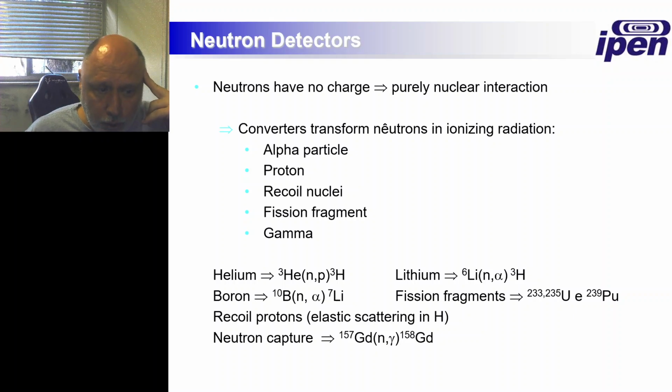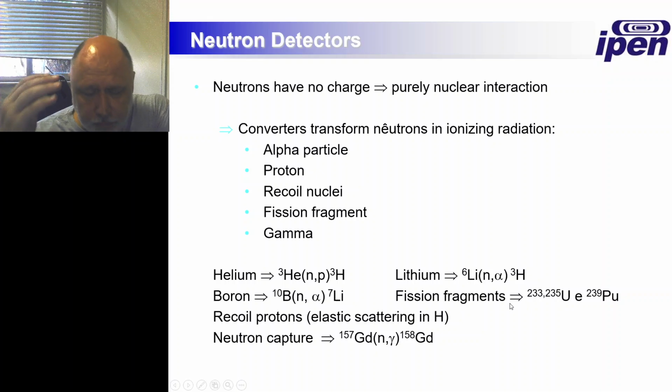So eventually what we do, we either use helium. Helium-3 has a good cross-section for an n,p reaction. Boron has a very high cross-section for this reaction, something like 3,000 barns, and you produce an alpha particle and the lithium ion, both of them very highly ionizing. Lithium-6 can also be used with an n,alpha reaction. It produces a tritium, and the alpha particle can be easily detected.